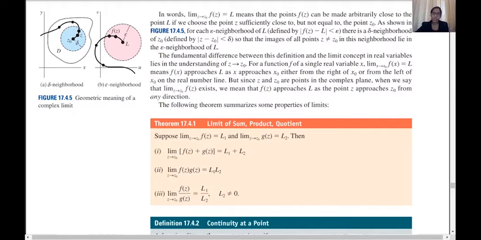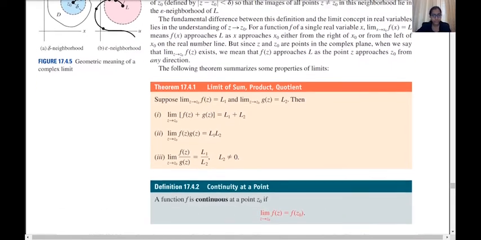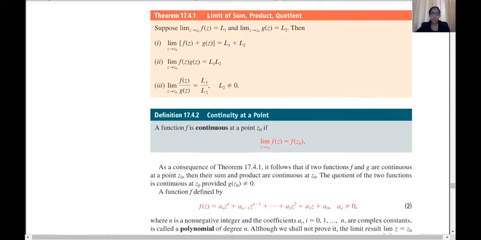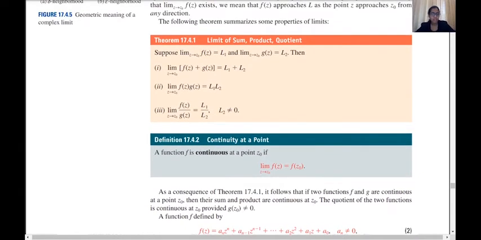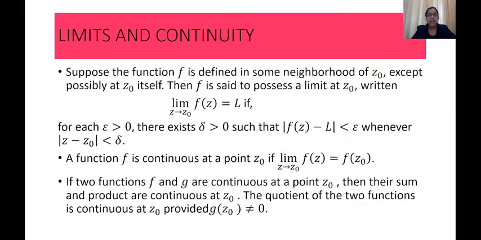These are the same properties that we know, that is, if limit z tends to z naught f of z is L1 and limit z tends to z naught g of z is L2, then the sum will be L1 plus L2, the product is L1 into L2, and the quotient is L1 by L2, where L2 is not equal to 0. Then we had discussed the concept of continuity, that is, a function is said to be continuous at a point if the limit is equal to the corresponding function value at that particular point. So that was about limit and continuity.